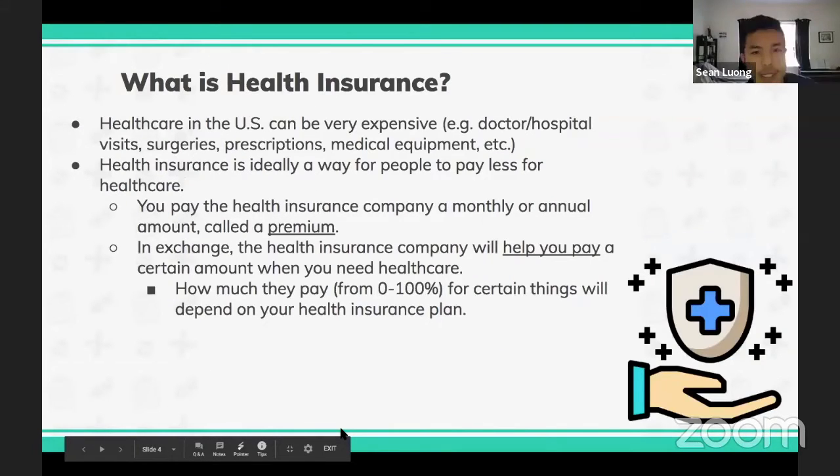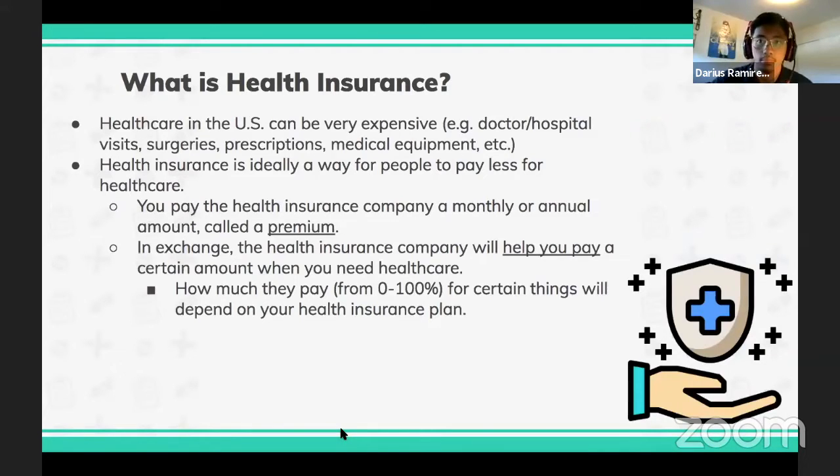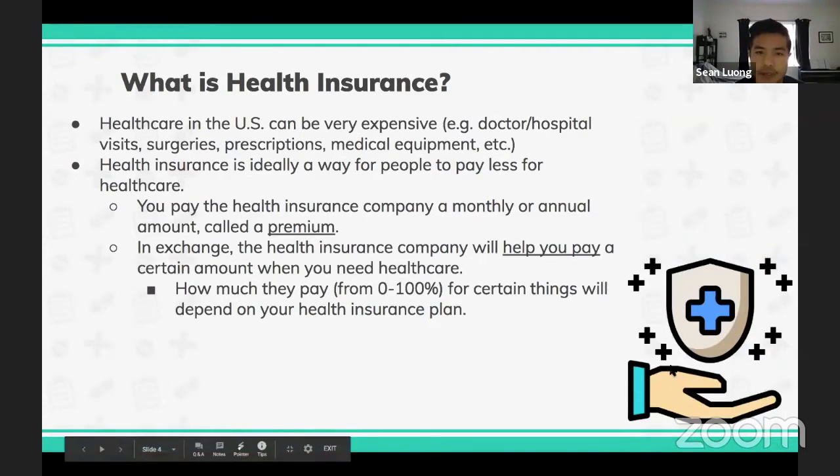Hey everyone. So what is health insurance? Health insurance or healthcare in the US can be very expensive, whether you need to go to the doctor, get surgeries, get medications or equipment. And so health insurance is a way to help you pay for some of that.